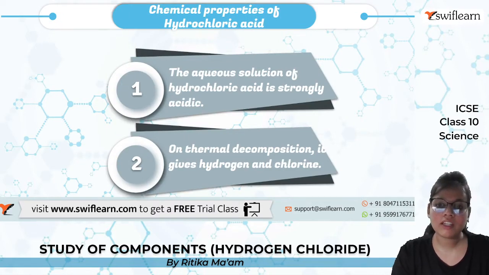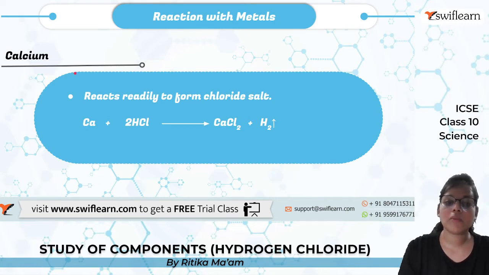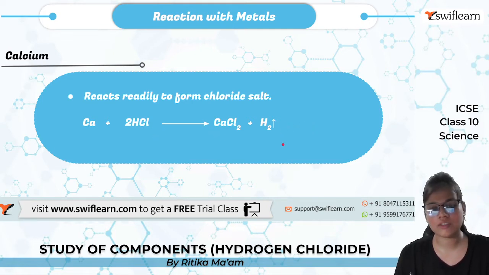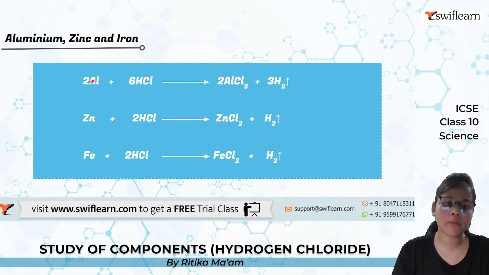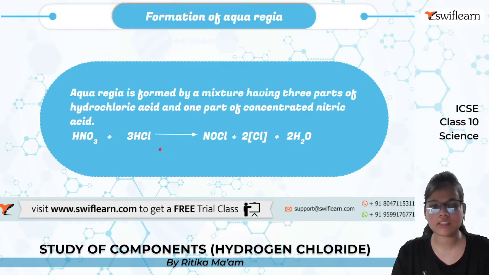Next are the chemical properties. The aqueous solution of hydrochloric acid is very acidic, and it is corrosive also, so we should be a bit careful. Then on thermal decomposition, it gives out hydrogen and chlorine. Talking about the reaction with metals, if I take calcium and make it react with hydrochloric acid, we will get calcium chloride and hydrogen gas. Again, taking magnesium, we will get magnesium chloride and hydrogen gas. Similarly, it will happen with aluminium, zinc, and iron. These are all metals, and the same reaction happens.